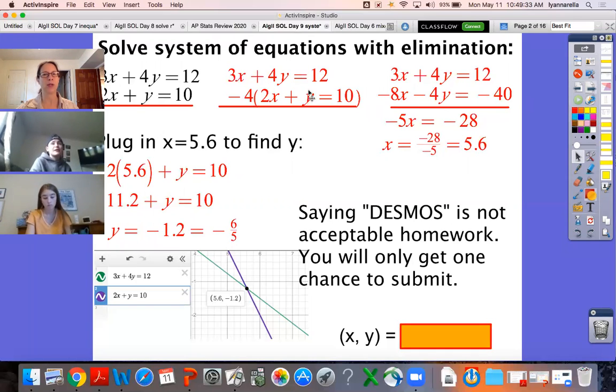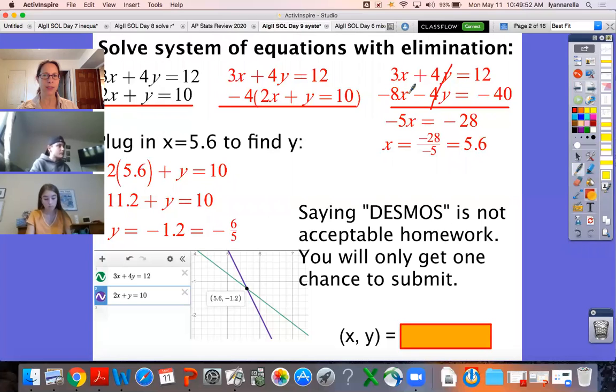That's where people go wrong. They usually forget to do the constant in the other one. Now we have 3 things that line up, the 3x and the -8x, the 4y and the -y, and the 12 and the -40. And if I added all 3 columns, you can see the y's are eliminated. That's the whole point to elimination. One of the variables goes away.